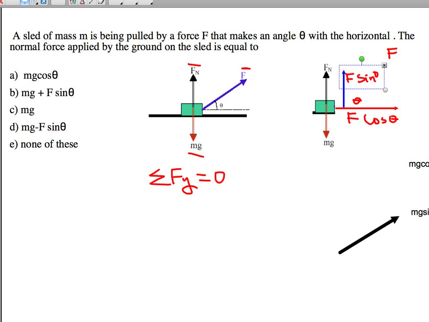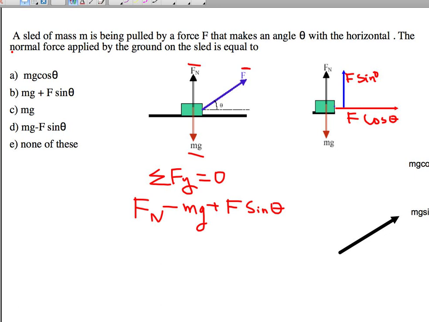So, let's write it down. We have forces up, the normal force. Forces down, mg. And up again, we also have F sine theta. Let's solve this equation for the normal force. That's what the problem asks us. What's the normal force? All of these have to add up to zero, so I'll bring mg to the other side of the equation. We have mg minus F sine theta. So we can see D here is the correct answer.